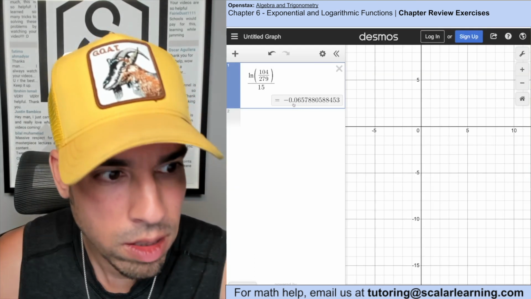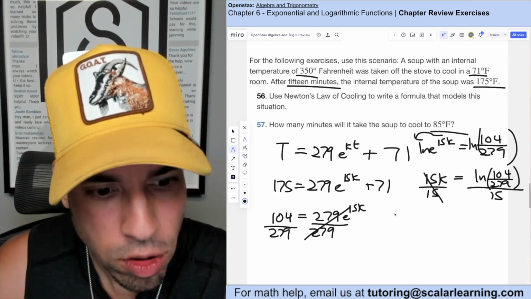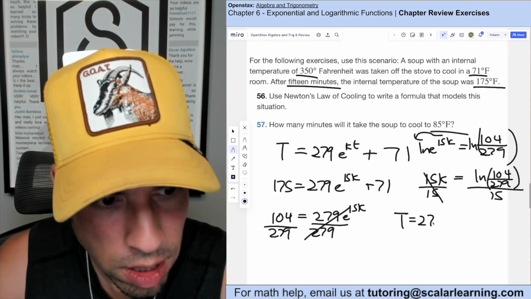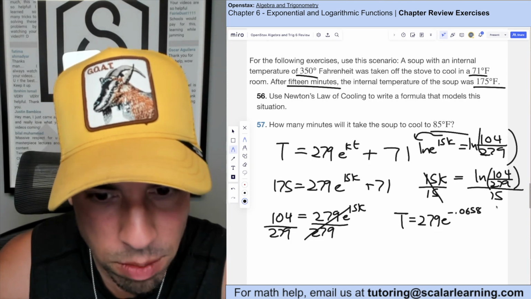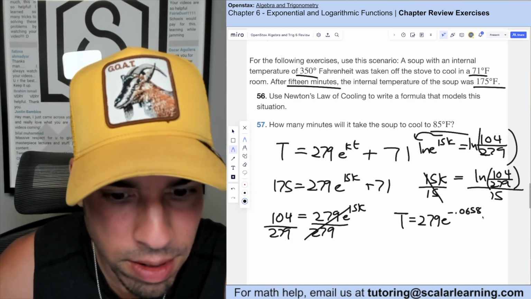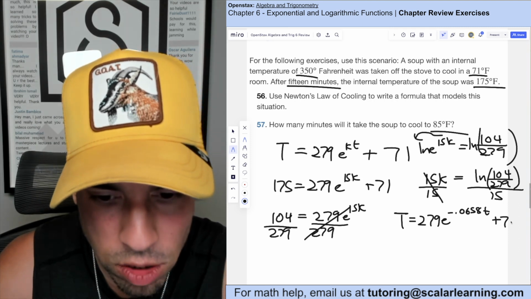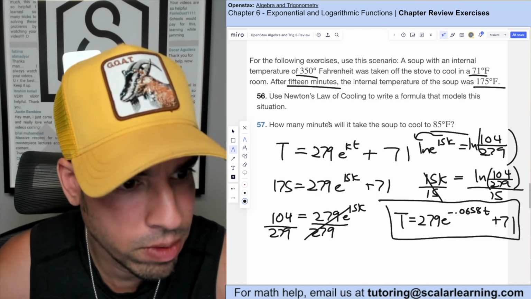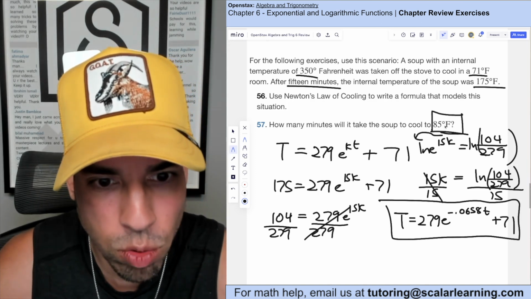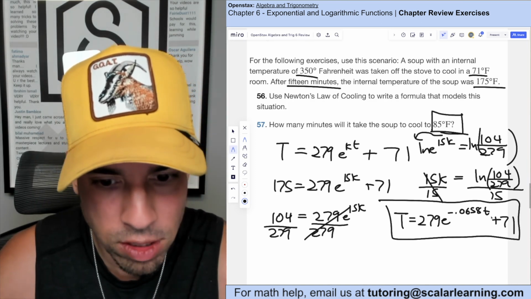And this approximates to negative 0.0658. So now we have t equals 279 e to the negative 0.0658, that's just an approximation, times my t value, and then plus 71. So now we got a great equation, and using this equation we're going to solve 57, which is how long will it take to cool to 85. So I'm going to plug in 85 and solve for little t.